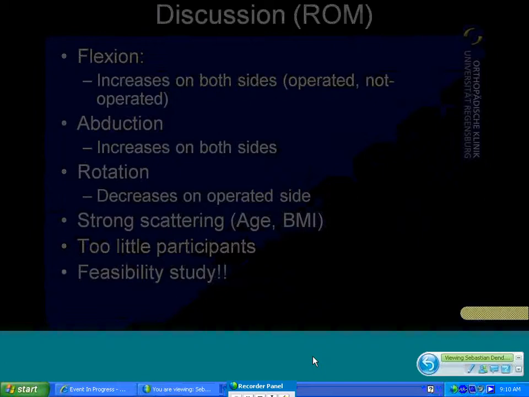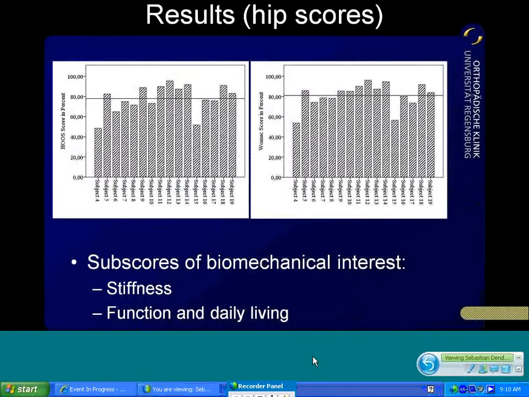Here we can see the results in terms of hip scores. On the left side, the whole score in total is represented. On the x-axis, we have the subject number. On the y-axis, we have the whole score total in percent, and the black line represents the mean value over all participants. On the right chart, we also have on the x-axis the subject number, and on the y-axis again the hip score in percent, which is now the whole score.